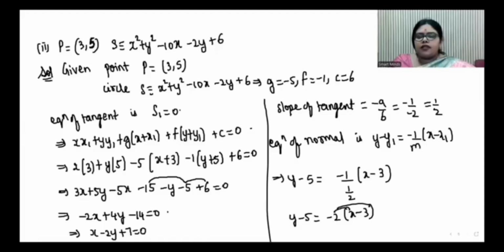Now multiply this minus 2 inside. y minus 5 is equal to minus 2x plus 6. Now take all terms to one side. 2x plus y minus 11 is equal to 0.